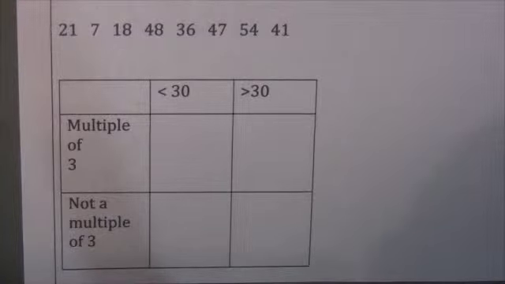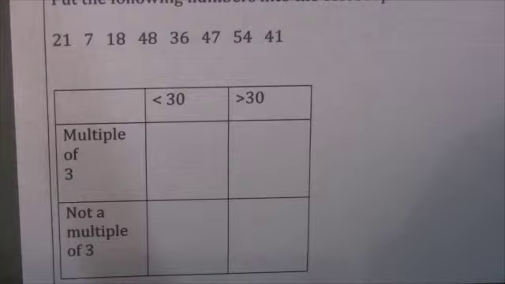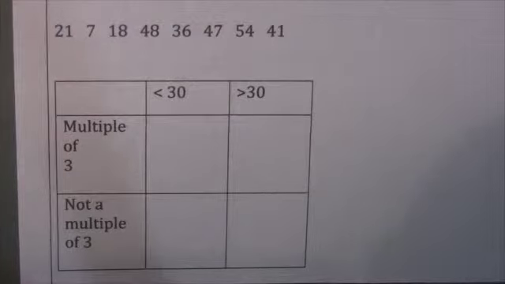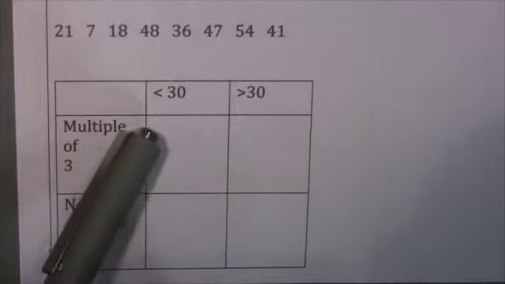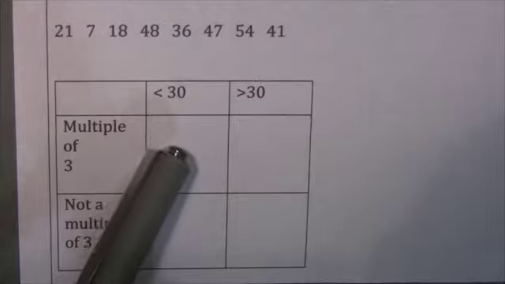Answers for Friday. Put the following numbers in the correct places on the Carroll diagram below. And we have on our diagram multiples of 3, not a multiple of 3. This symbol here, remember the crocodile? The mouth is open to eat the biggest one.